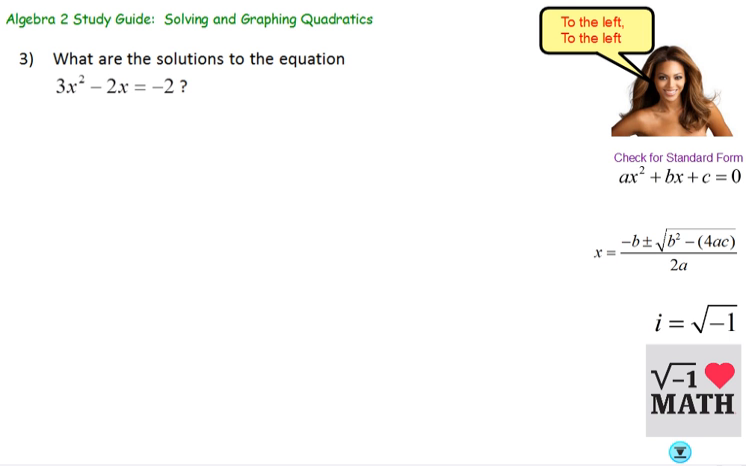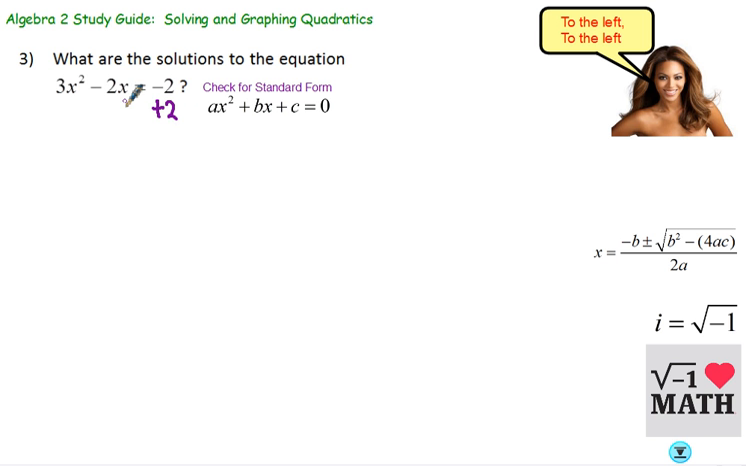So this one says, what are the solutions to the equation? It looks really kind of the same as the last one. Maybe the only thing that looks a little different here is, again, it's not in standard form, so we're going to have to do something a little different here with getting it into standard form. So let's add 2 to both sides.